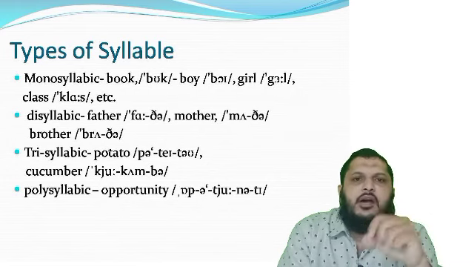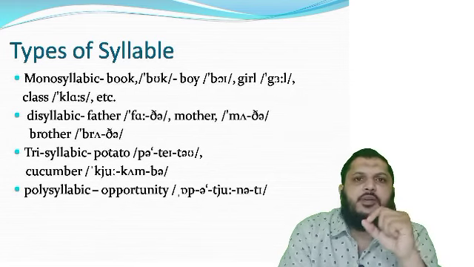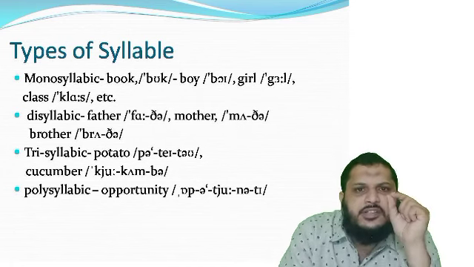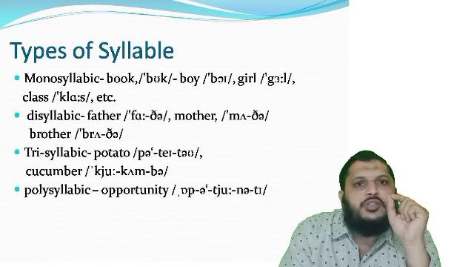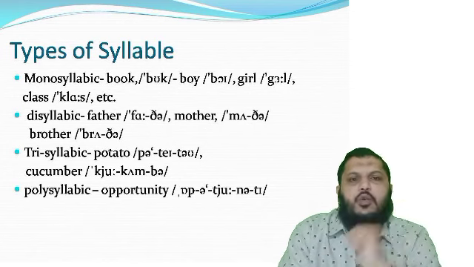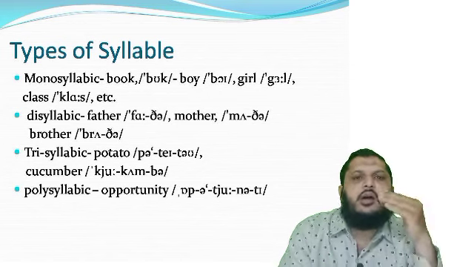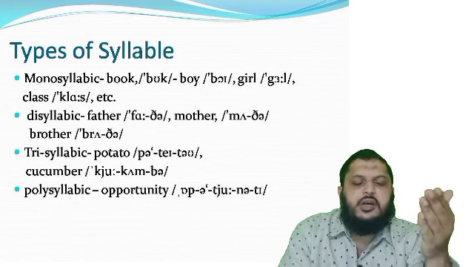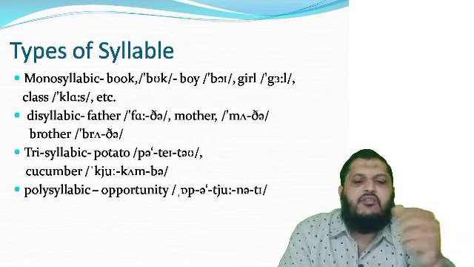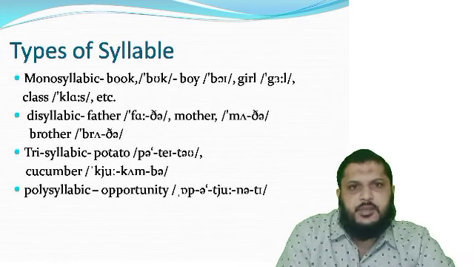For example, a word like book has only one syllable. We call such syllables monosyllabic and the word a monosyllabic word. For example, girl, class, as I said, book. These are examples of monosyllabic words.